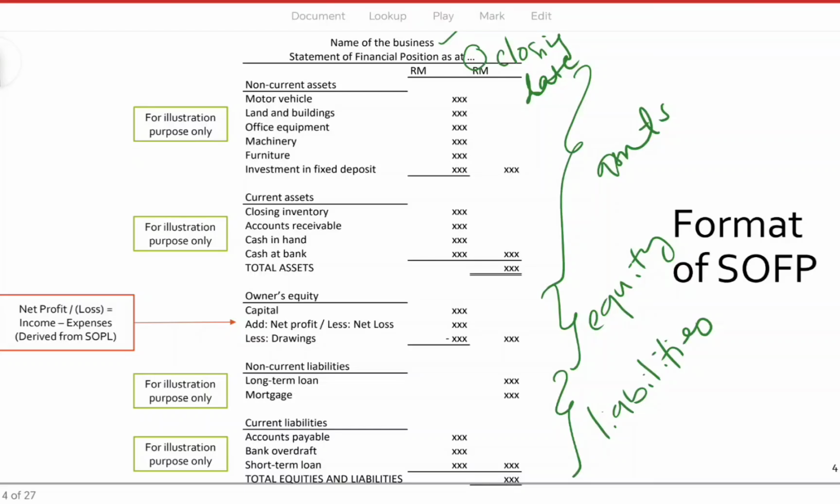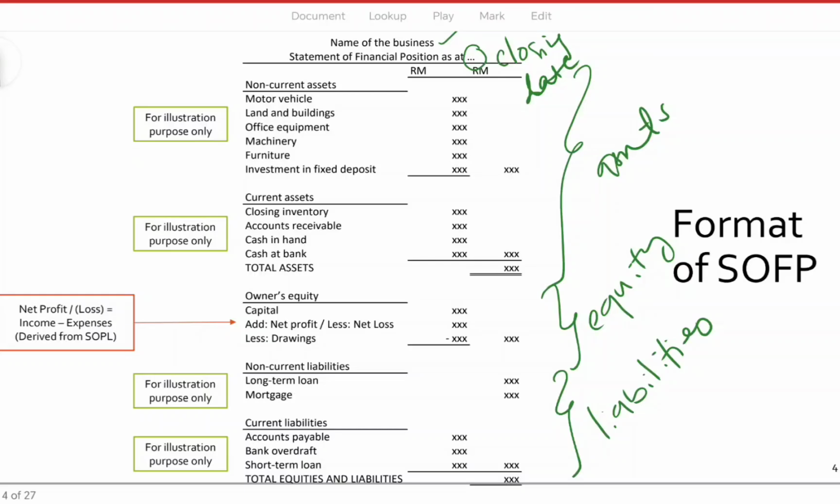So the amount of the net profit or net loss comes from the statement of profit or loss. So how do we arrive at the net profit or loss? It is by deducting expenses from the income. If income is more than expenses, then you have a profit. If income is less than expenses, then you have a loss. So profit will increase the owner's equity, while loss will decrease the owner's equity.